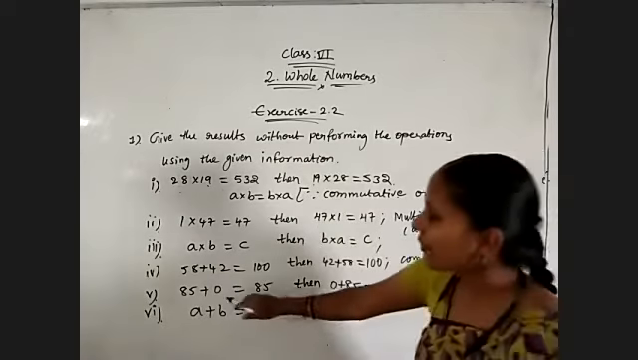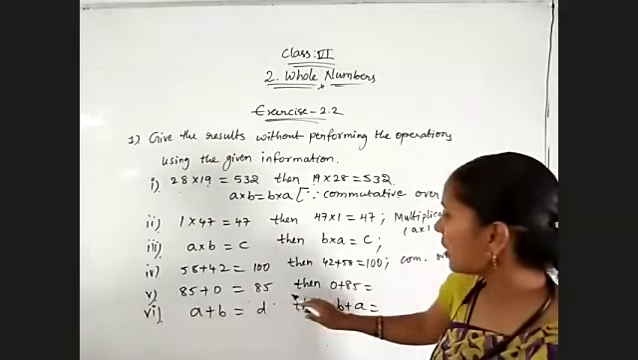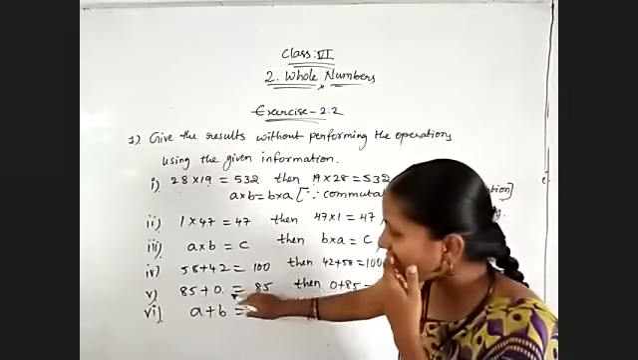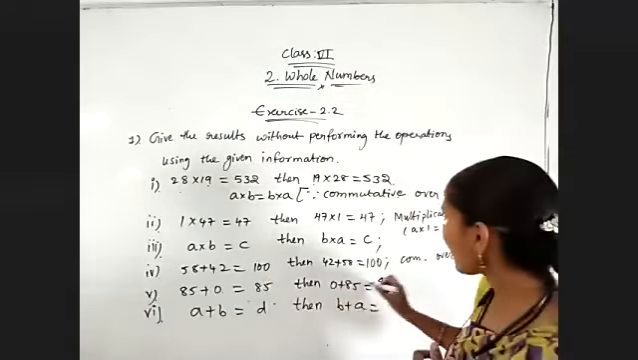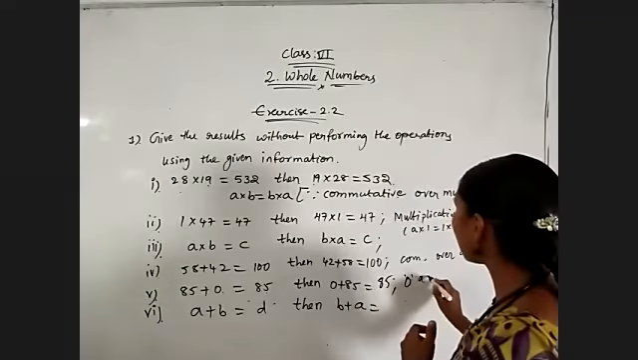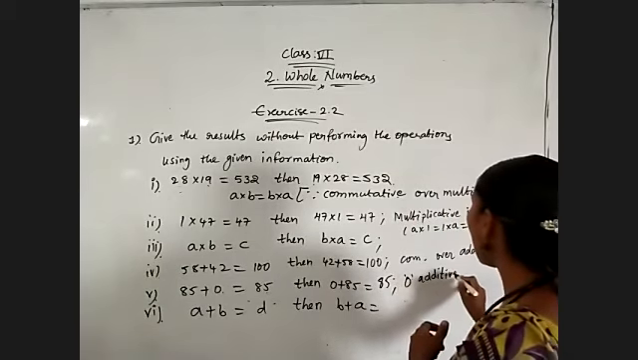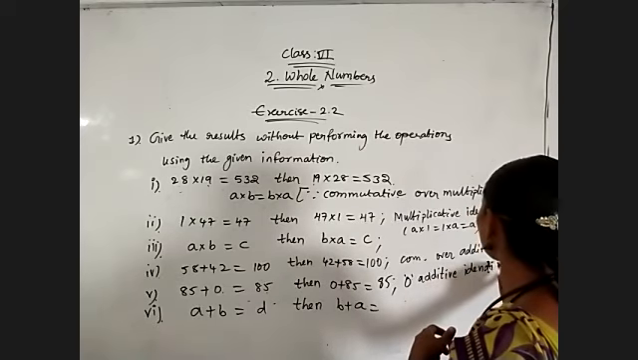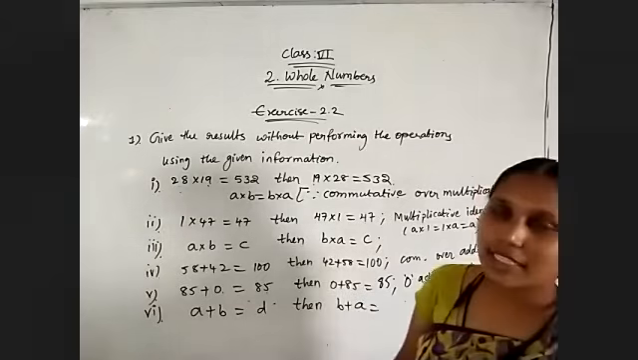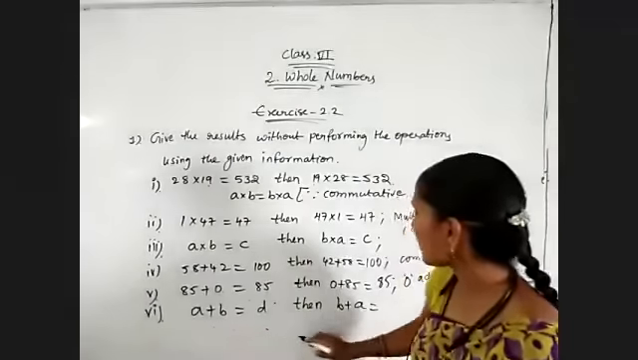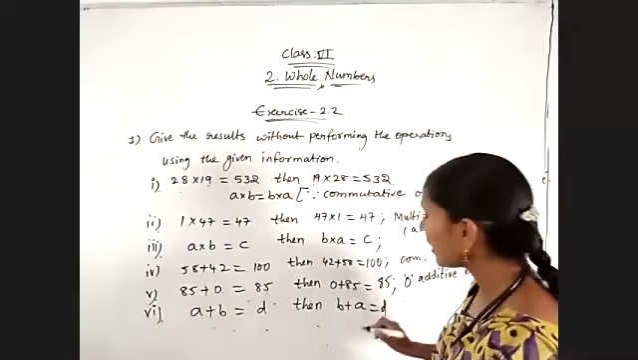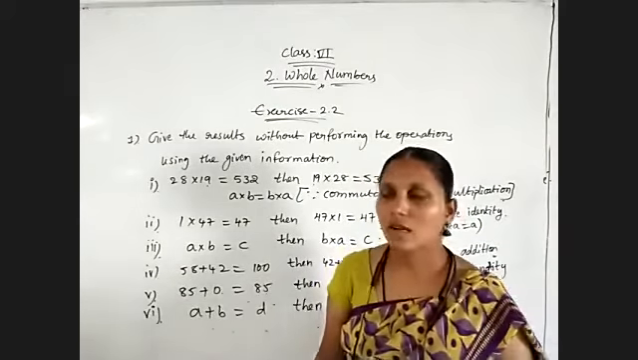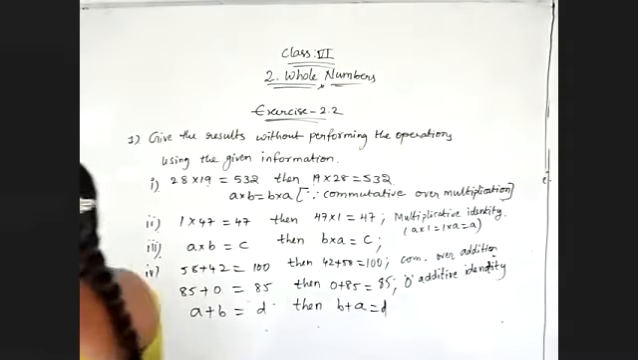And 85 plus 0 is equal to 85. Then 0 plus 85 is also equal to 85. But just observe, by adding 0, we are getting the same number as the result. That's why 0 is additive identity. This property depends on additive identity. And a plus b is equal to d, then b plus a is also equal to d from the commutative property over addition. So like this. Now coming to the next type of questions.